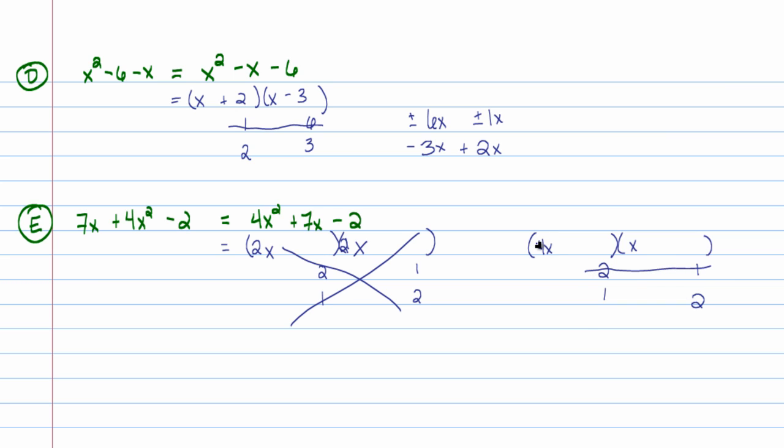Then look at this one. 4 times 2 is 8. 1 times 1 is 1. So 8 and 1. And there is a way to get 8 and 1 to become 7, if it was a positive 8 and a minus 1. And double check, is a negative 1 times a positive 2 equal to that third term? It sure is. So this is going to be a minus 1, this is going to be a positive 2. So that's how this factors. This factors to 4x minus 1 times x plus 2.